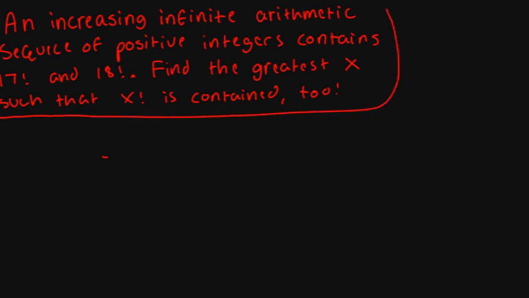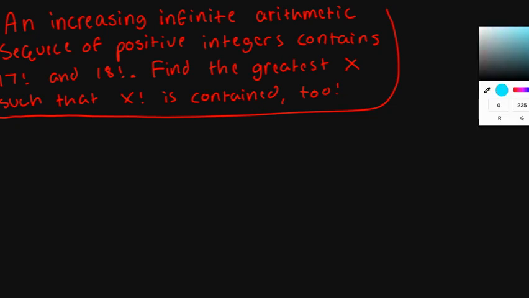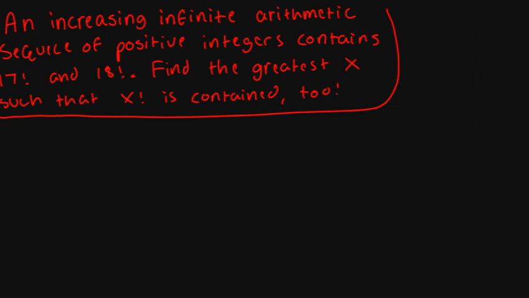It states that an increasing infinite arithmetic sequence of positive integers contains 17 factorial and 18 factorial. Find the greatest x such that x factorial is contained in it too. Note that we're saying that x is an integer, although we didn't specifically specify this. We'll say that x is an integer. So now, let's figure out what this is.